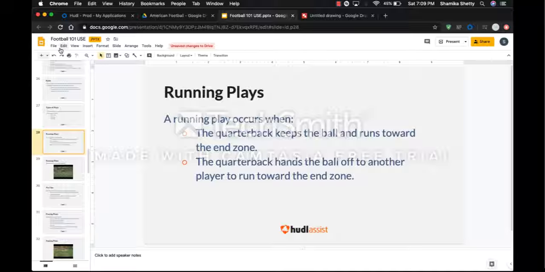So, like we said, the kickoff happens. After the kickoff, one team will get the ball. Team A has got the ball. Team B maybe did the kickoff. Team A now has the possession of the ball. Now Team A will start the play. The center will snap the ball in between his legs towards the quarterback. The quarterback will grab the ball and run across the field towards the end zone to try and score a touchdown. So that is a running play.